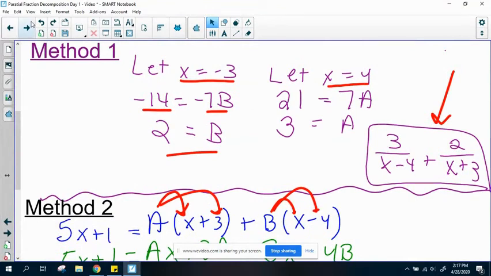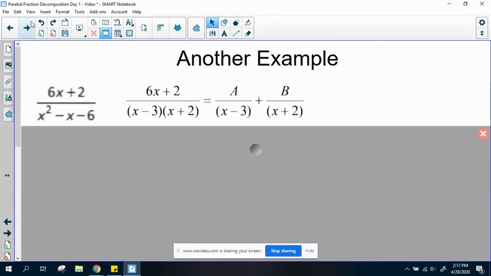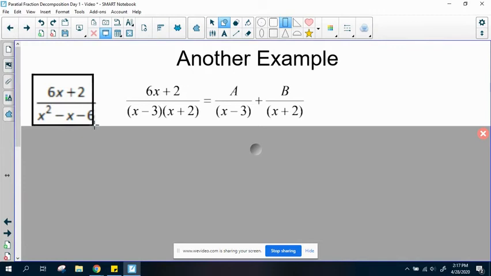So let's try one where we don't know what the answer is. If we started with this problem over here, 6x plus 2 over x squared minus x minus 6, the first step is to factor it. So I factored it into x minus 3 and x plus 2.